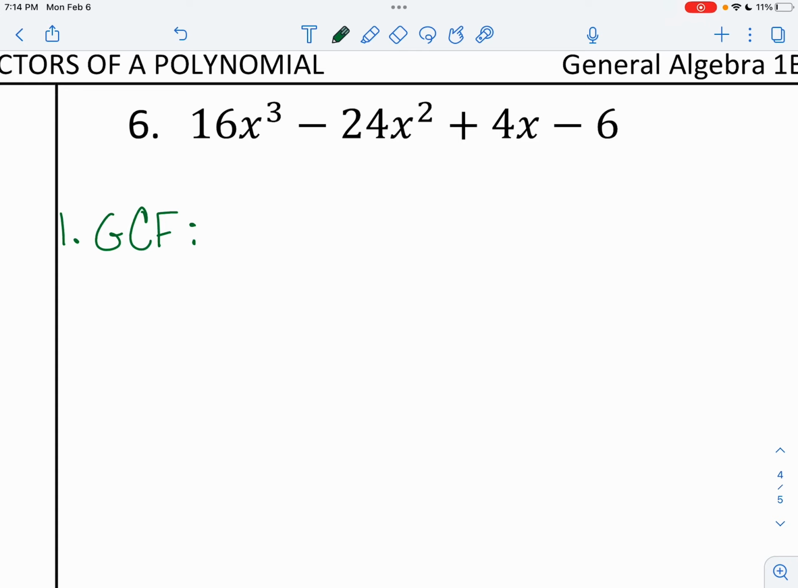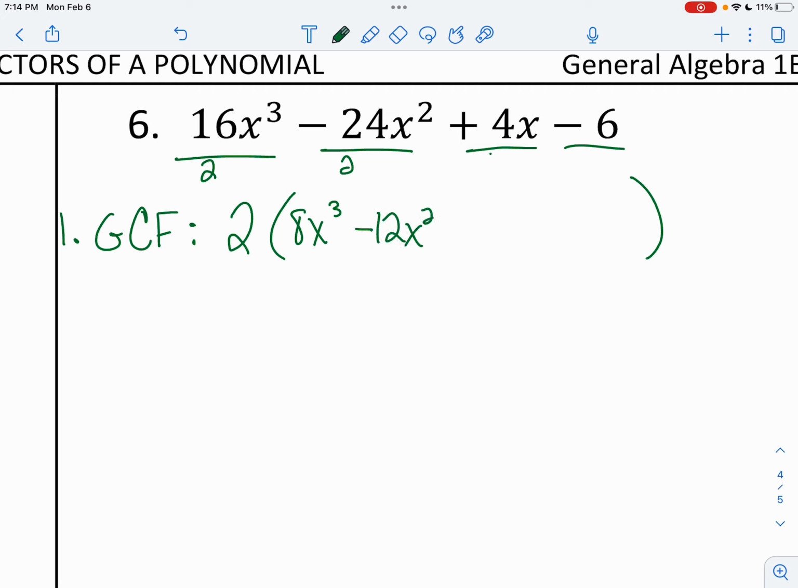All right. What goes into 16? Okay, what goes into all of those coefficients? 2. So let's take that 2 out. Divide this by 2. And they don't all have an x. So what is that going to be? 8x cubed, minus 12x squared, plus 2x minus 3.